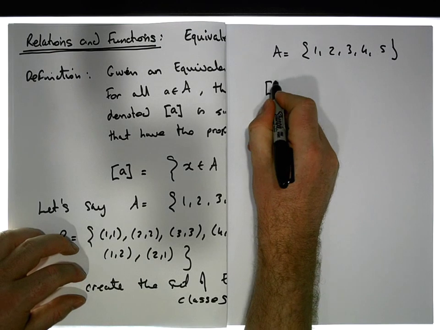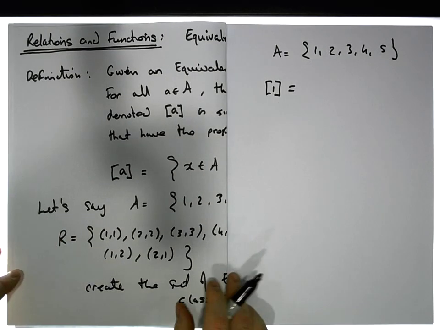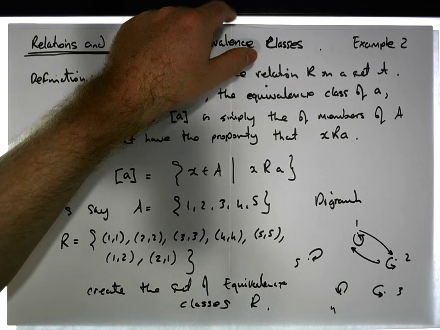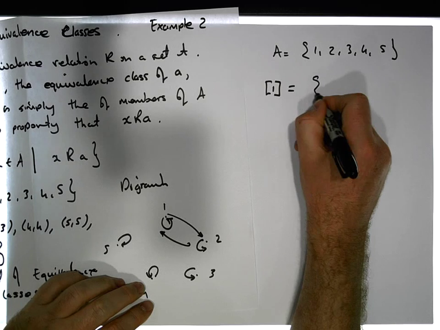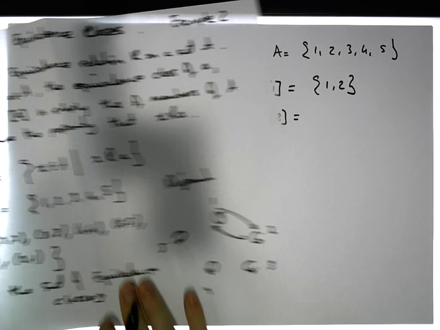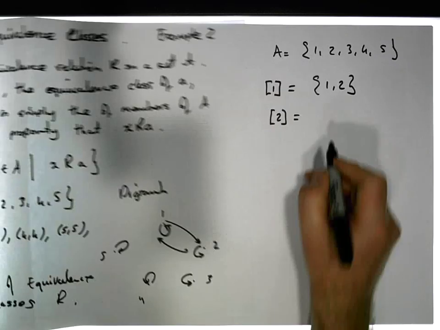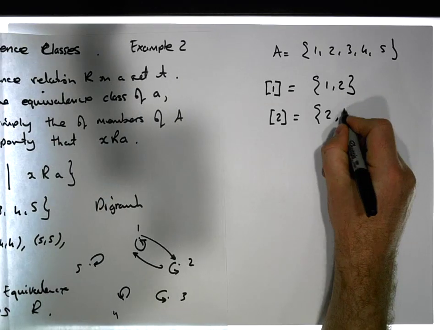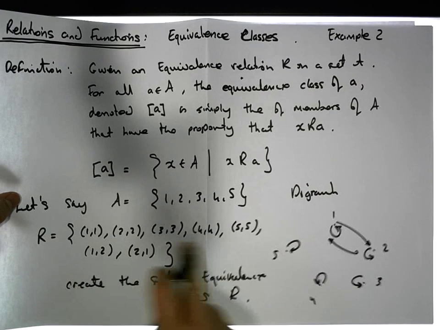Let's take 1, and let's see what 1 is related to under the relation. We can see that 1 is related to 1, and also 1 is related to 2. So this set contains the values 1, 2. What about 2? Well, you can see from the relation that 2 is related to itself, and 2 is also related to 1. So we have 2, 1. 2 isn't related to any other value in this particular relation.